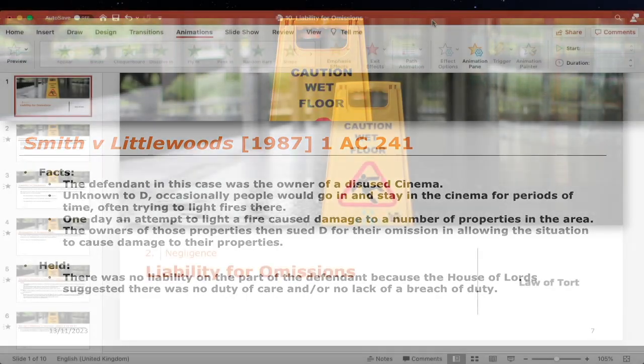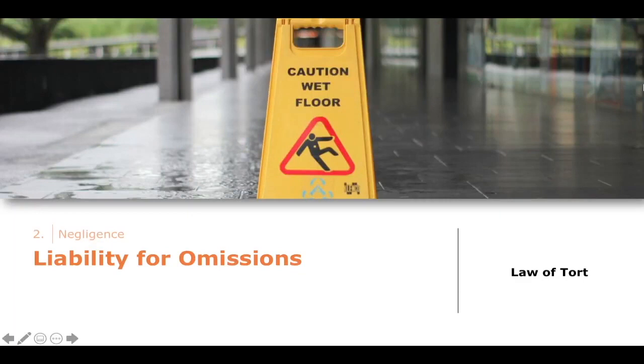In the previous lesson, what we did was talk about the general rule for finding liability in the case of negligence for an omission rather than an act. And we noted that the general rule was that there is no liability owing to the fact that there is no duty of care, and as a result of which there is no breach of said duty.